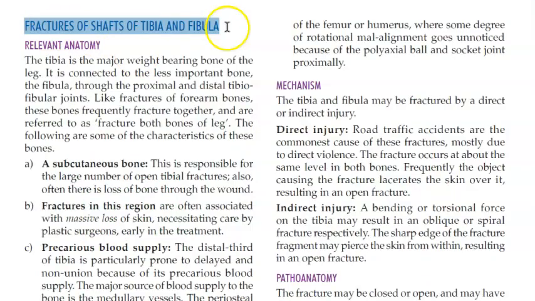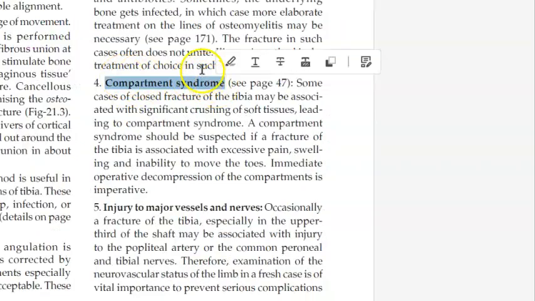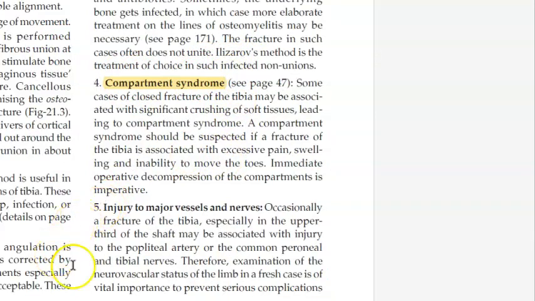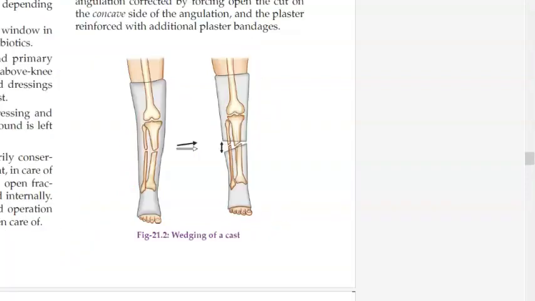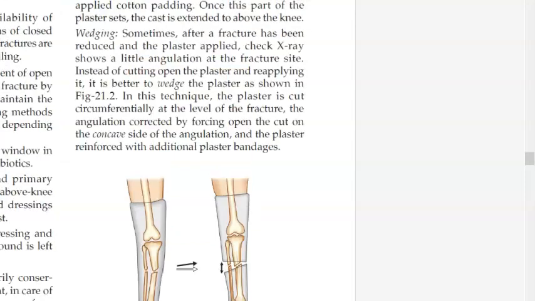So here, because you're talking about the leg, you have to cover the fractures of the tibia and the fibula. I think the main thing they want you to focus on is the compartment syndrome, which can happen because of these fractures, okay? They've shown you how to reduce the fracture, right? Some techniques they have shown here. Wedging of a cast. So why are you doing this? The angulation is corrected.